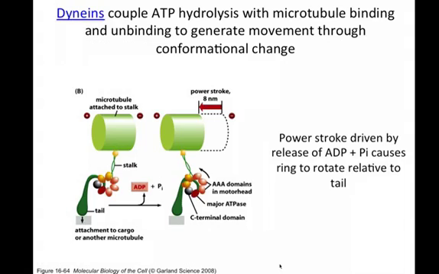What happens is that addition of ATP and ATP hydrolysis results in movement of this motor head here. It results in this back and forth ratcheting motion. The power stroke is driven by release of ADP and the phosphate, and that causes this ring to rotate relative to the tail. And so I've got a movie. We'll see what else pops up.